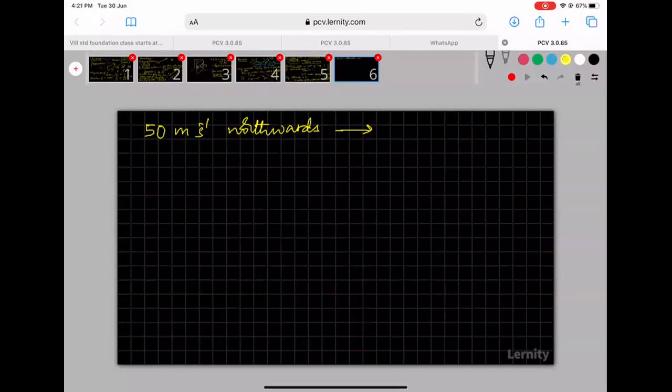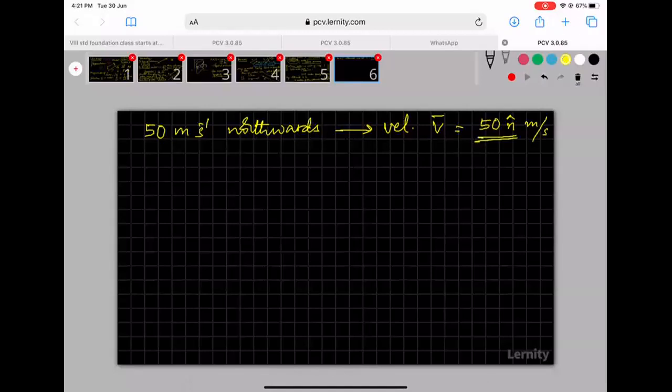50 meters per second northwards velocity. This velocity, we may call it v bar. v bar is equal to what? 50 n cap meters per second. That is how you write it as a quantity, right? This is the vector notation of that vector.